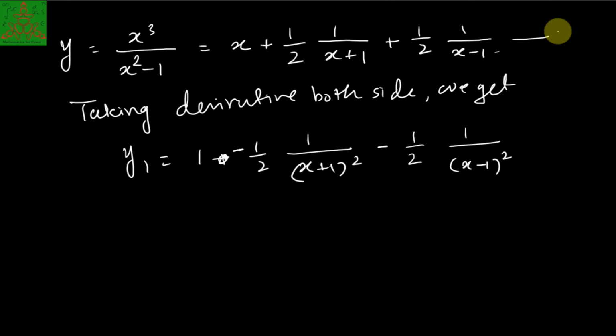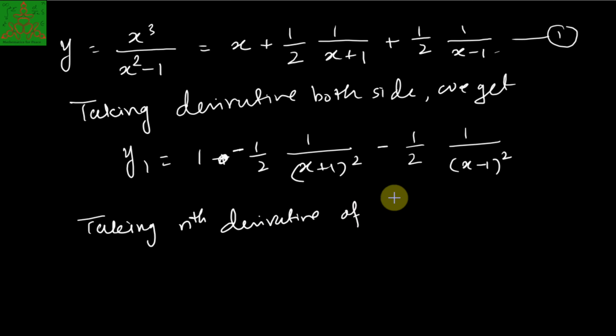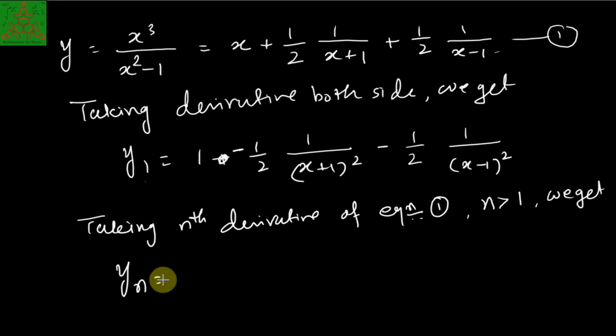If I call this equation 1, I am taking the nth derivative of equation 1 with n greater than 1. So the value of n should be greater than 1. Otherwise, the first derivative is there, and the second derivative, you can say, is 0. So n is greater than 1. So for y n, the derivative of the first quantity will become 0. This is 1 by 2.